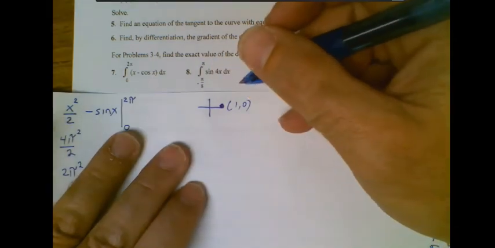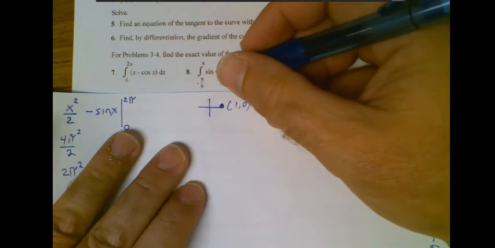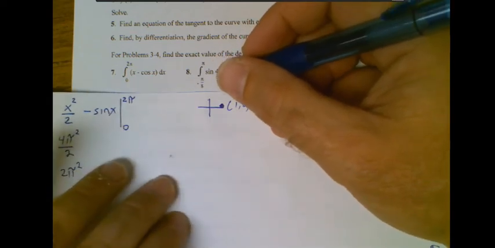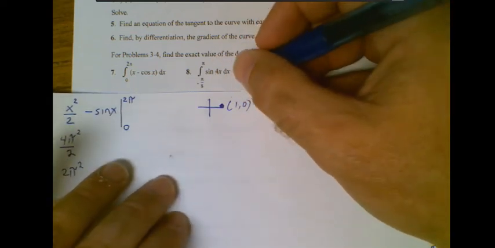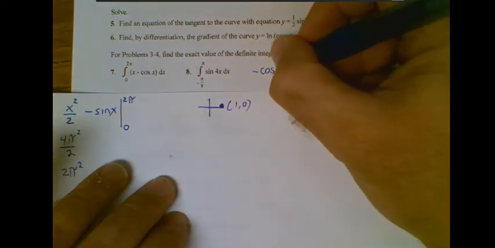So as we integrate the sine of 4x, the integral of sine we know is negative cosine. You can get that from your formula packet if you needed to. So I got the negative cosine of 4x.